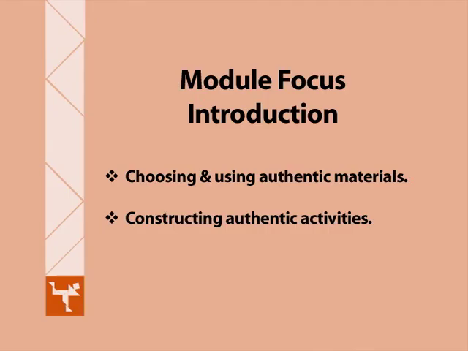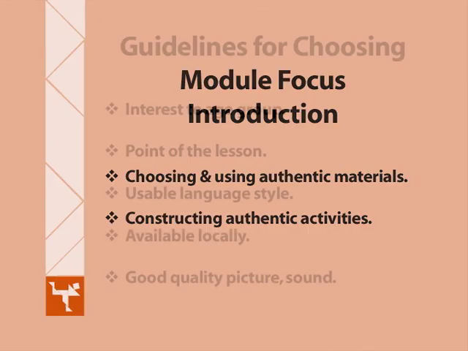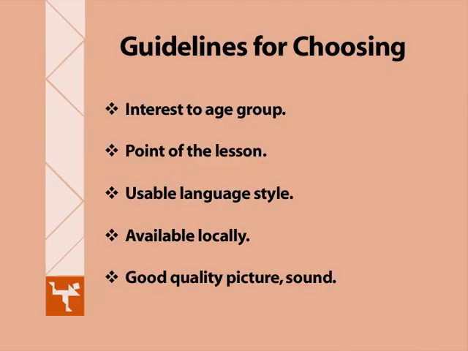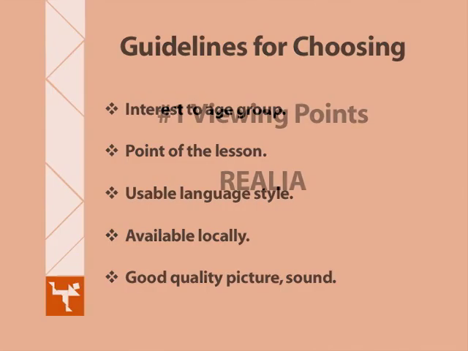Module Focus, Introduction. The focus in Module 8 is on choosing and using authentic materials and constructing authentic activities. Guidelines for choosing authentic materials include the following. They are of interest to the age group. They contain examples of the point of the lesson. They are in a style of English learners will hear and use. They are available locally. And they are of good quality in both picture and sound.